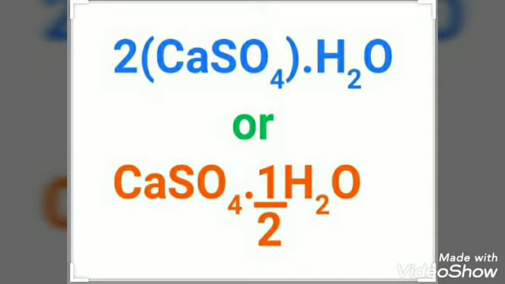Now here a question arises, how can you get half a water molecule? Children, it is not possible to have half a molecule of water. The formula CaSO4.½H2O actually means that two molecules of CaSO4 share one molecule of water, so that the effective water of crystallization for one CaSO4 unit comes to half molecule of water.